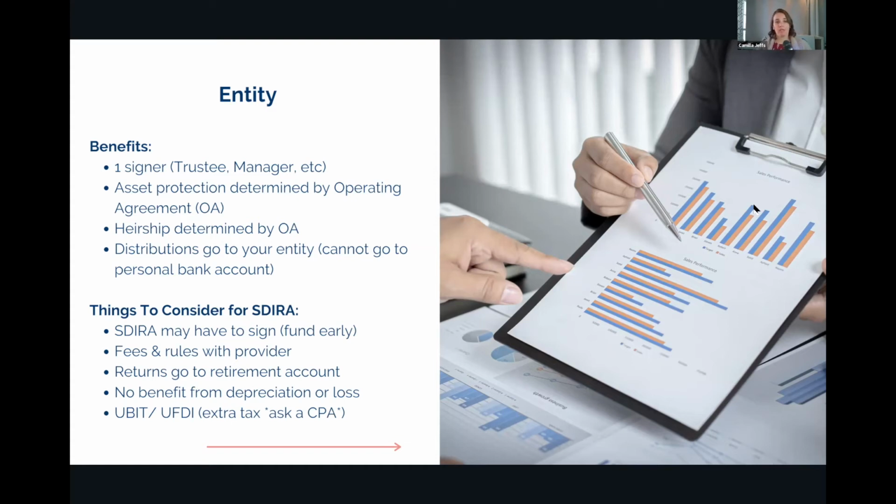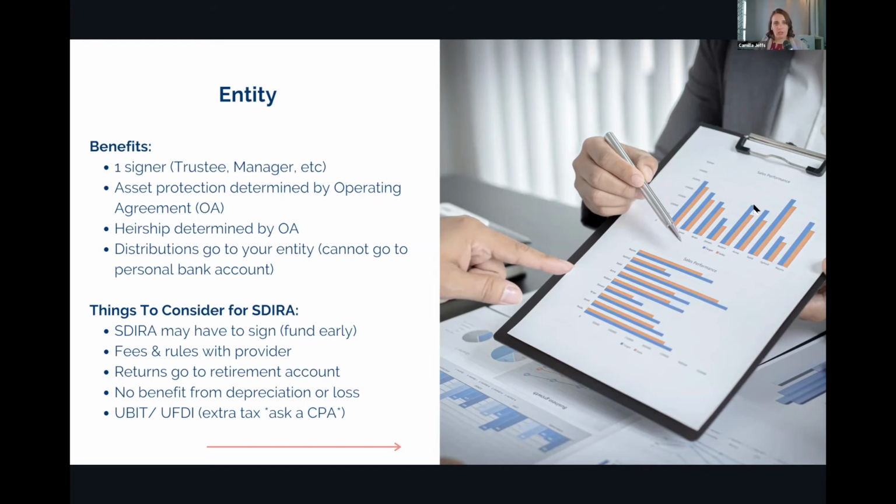So the benefits of this: there typically is just one signer. On a trust, for example, it would be the trustee. So just one person needs to sign. LLC is the same. You can have a designated manager, so only one person. I've had families form an LLC to invest together, but only one person really needs to sign, whoever is the manager of that entity.